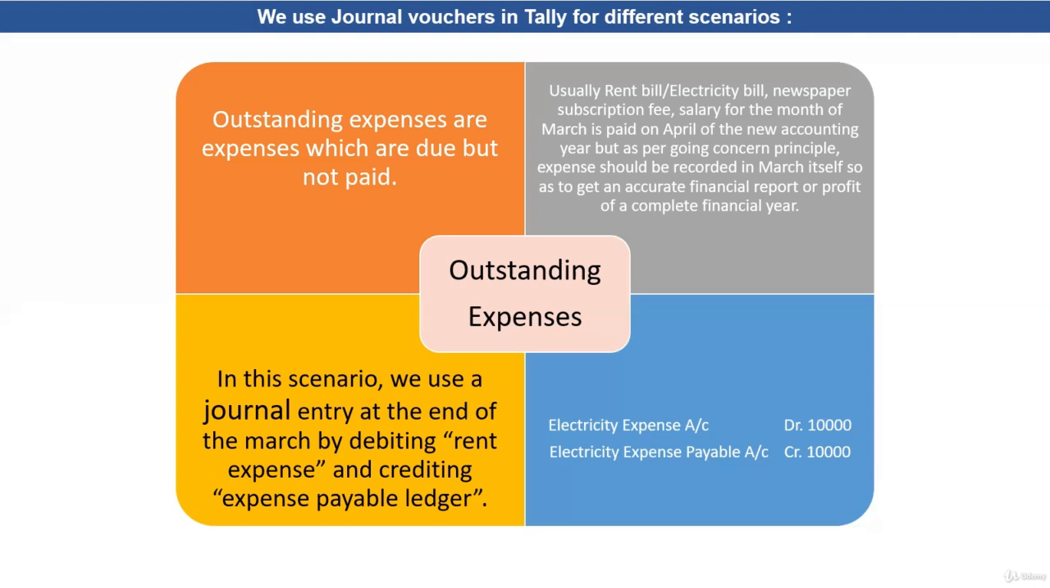In this scenario, we use a journal entry at the end of March by debiting the outstanding expenses, that is rent expense, electricity expense, newspaper subscription fees, and salary for the month of March, and we credit the payable ledger, the liability ledger, on the credit side, that is expense payable. So the entry is electricity expense account debit to electricity expense payable account. Electricity expense will go under direct or indirect expenses as per the scenario, and electricity expense payable will go under current liabilities. Are you clear?